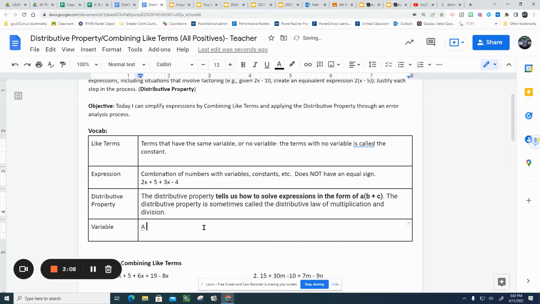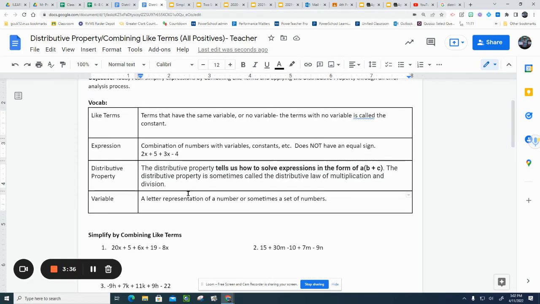Variable is a letter representation of a number or sometimes a set of numbers. We aren't dealing with a set of numbers right now. We're just dealing with one solution. So make sure that you have all that copied, and then we'll move on.